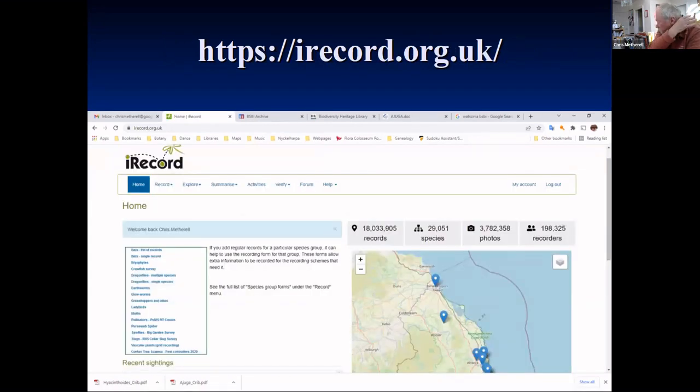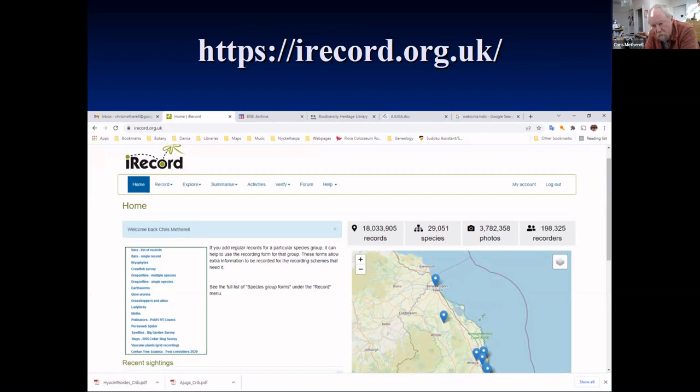And of course, if you want to start putting your records in, send them to your Vice County recorder by all means, or put them onto iRecord. And again, this is quite a clever system because it allows for feedback from verifiers who look at the records you put on. This is the page, as you can see, for Northumberland, with quite a few records on there.